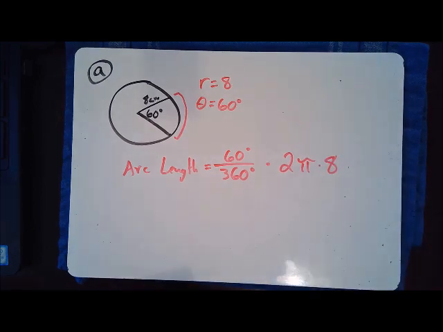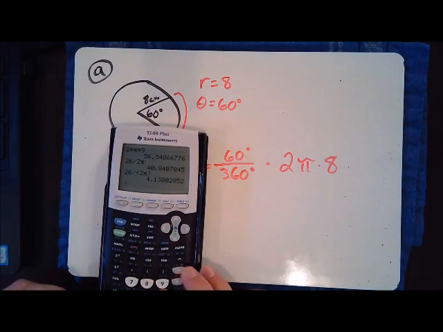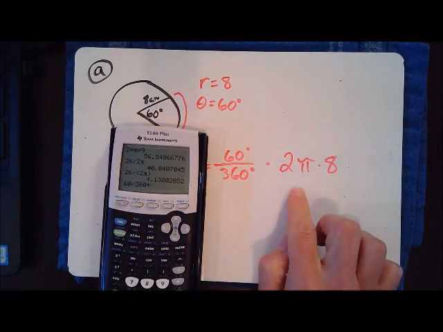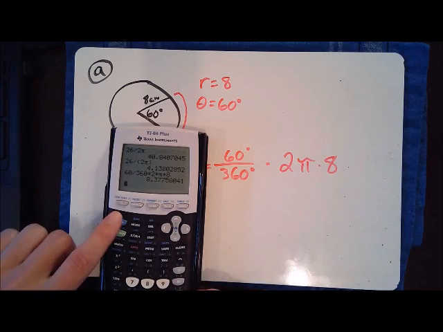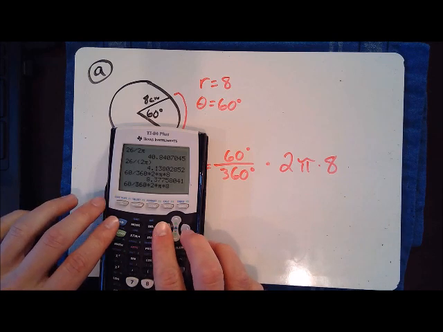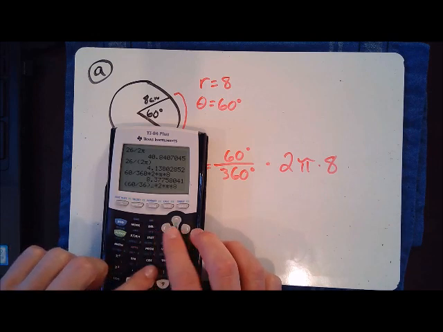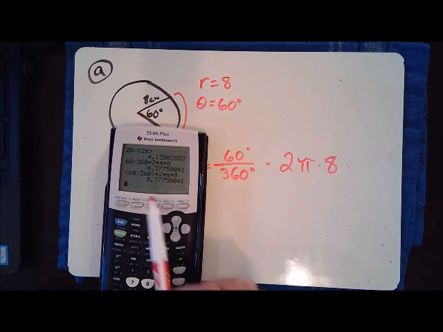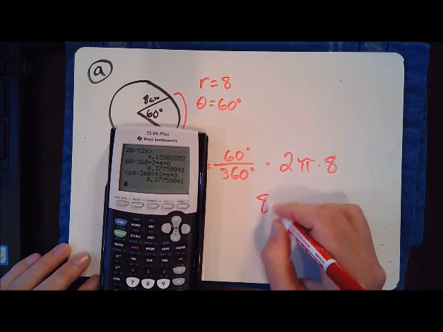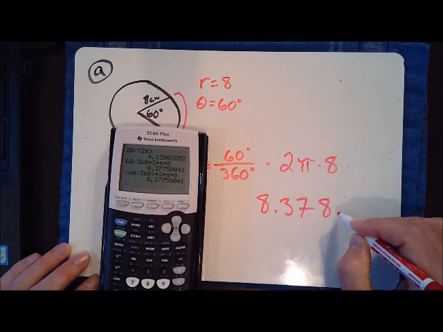Now I've got everything on the right side of the equation, so I can take out my calculator and plug that in. I'll type it as 60 divided by 360 times 2 times pi times 8. You can throw it all in together there. If you're unsure about when to put parentheses, you can always use parentheses more often than not. It doesn't hurt, and it'll get you the same thing, because I'm only dividing by 360. That total arc length is 8.378 units long.